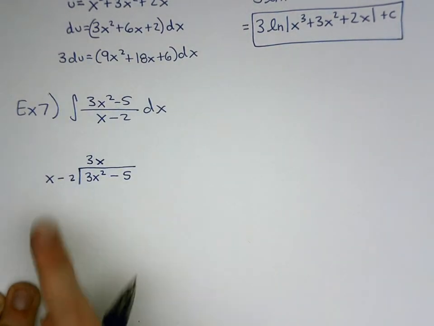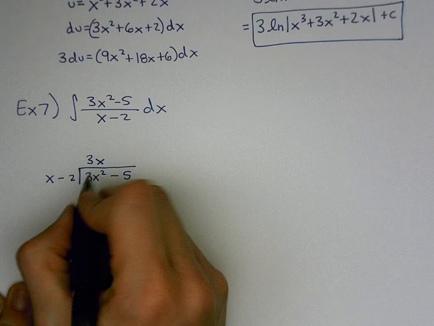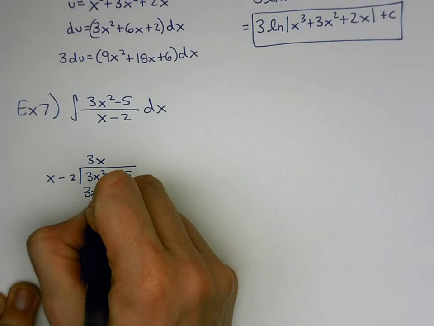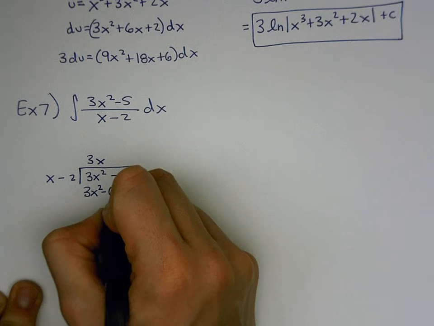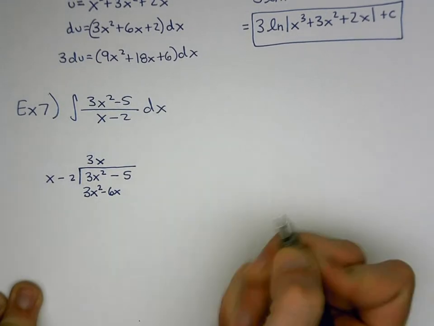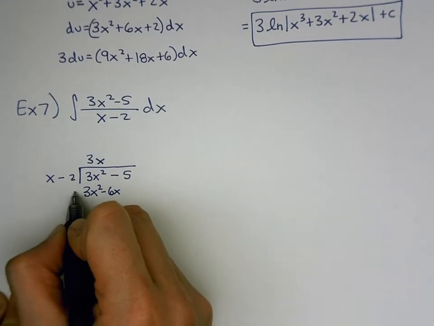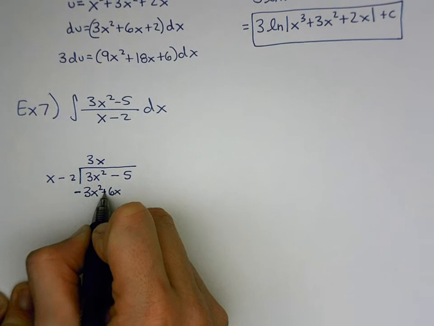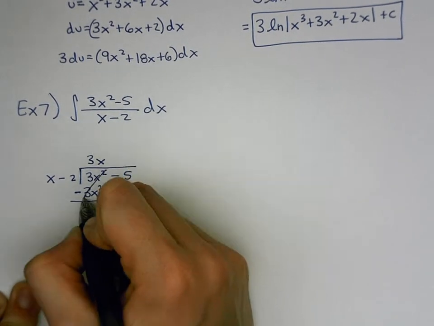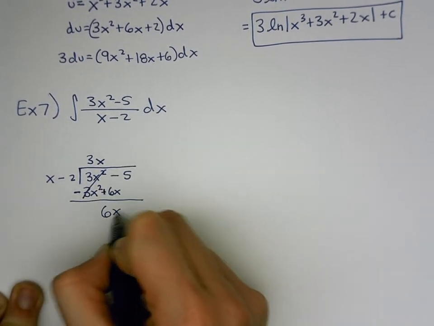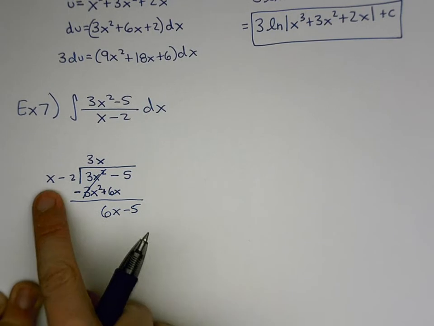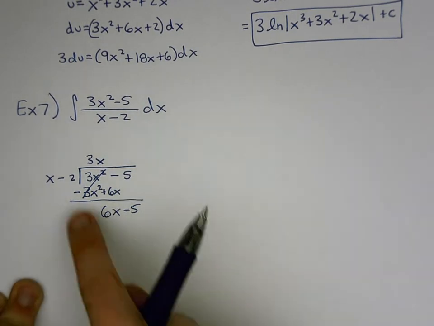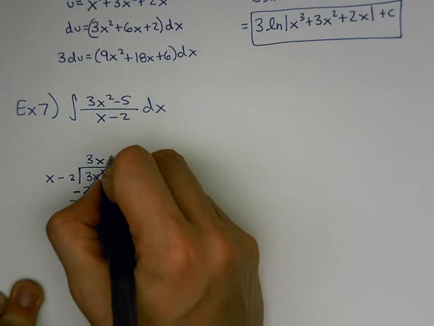And so multiplying 3x times x is 3x squared. 3x times negative 2 is negative 6x. And then we're going to subtract, so this becomes negative 3x squared plus 6x, which would leave me with 6x minus 5. How many times does x go into 6x, or x times what gives me 6x? That would be positive 6.